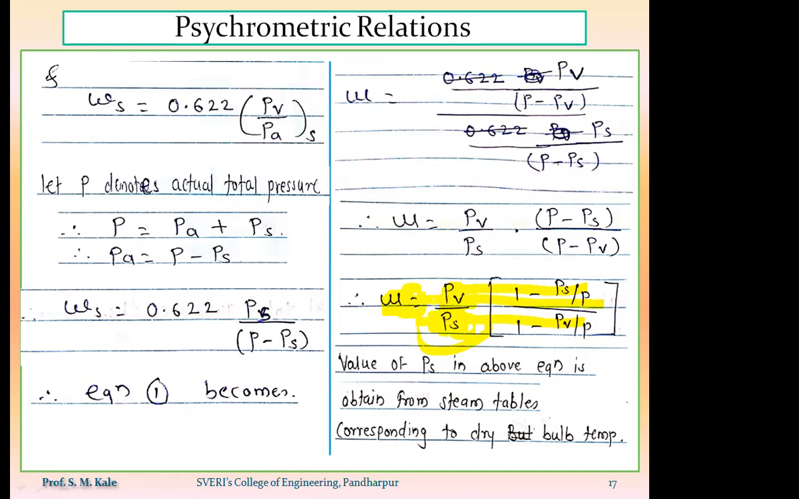Here the value of PV is calculated either by Carrier's equation, or it can be calculated by using the steam table. In the steam table, if we take the saturation pressure corresponding to dew point temperature, that is nothing but PV, and PS is nothing but saturation pressure corresponding to dry bulb temperature. So from the steam table we can find out the value of PS also.